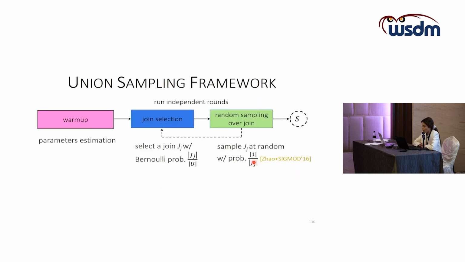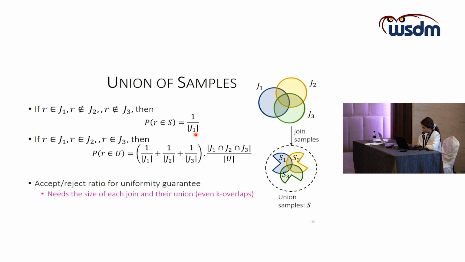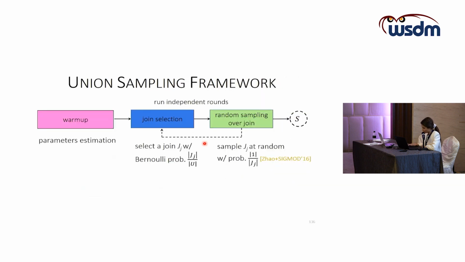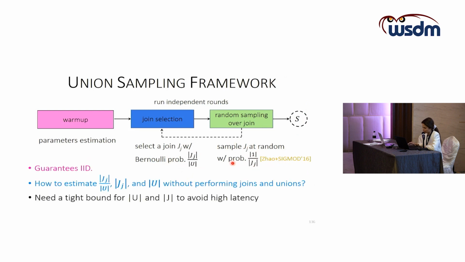So our framework for obtaining a random sample over a union of joins consists of a warm-up phase where we estimate the parameters that we just described here, the size of the joins and the size of the set union of joins. And then we have some strategies for selecting joins at each iteration. Let's say we select each join with Bernoulli probability of the size of the join divided by the size of the union. Note that these parameters have been estimated in the warm-up phase. And then once we select a join, we obtain a random sample from that join. And in this case, we can guarantee that we have uniformity.